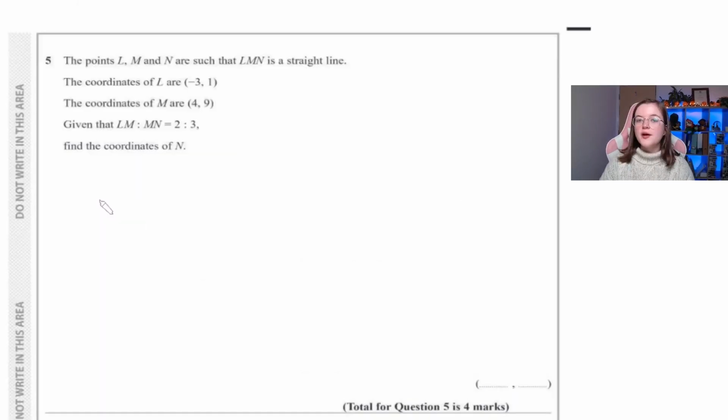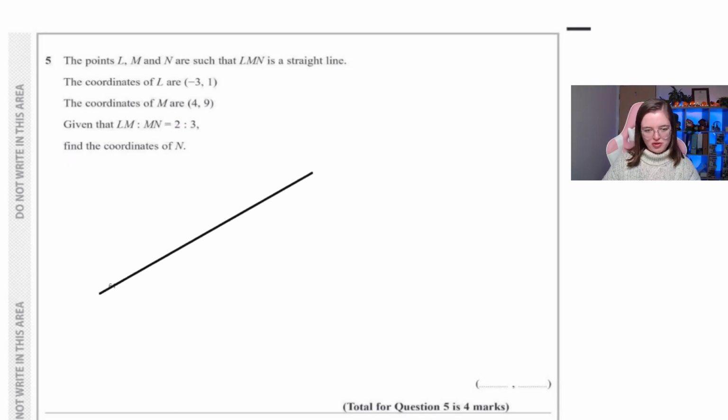On we go. Question 5, the points L, M and N are such that L, M, N is a straight line. The coordinates of L are -3, 1. The coordinates of M are 4, 9. Given that LM to MN is 2 to 3, find the coordinates of N.